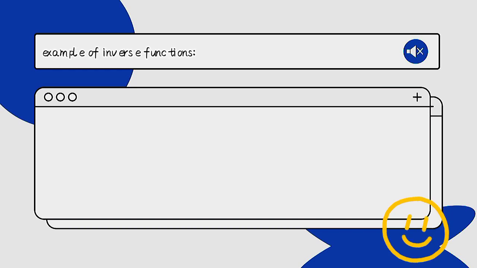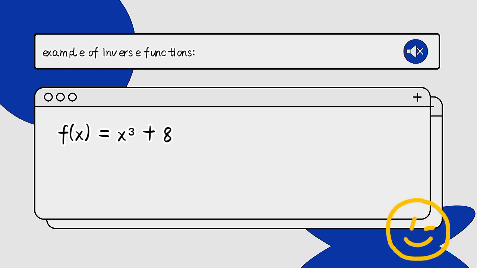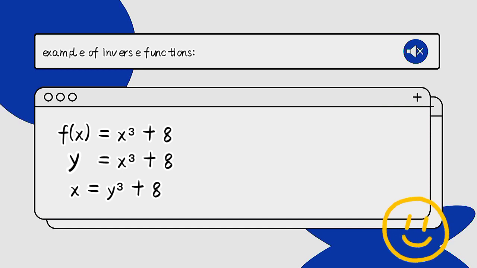We have here an example of an inverse function. Let's see here that f of x equals x raised to 3 plus 8. Let's find the inverse function. The first step is to replace f of x with y. Now, the next step is to transpose x with y, so x equals y to the third plus 8, then solve. To solve for y, let's subtract both sides by 8. So we're going to have x minus 8 equals y to the third.